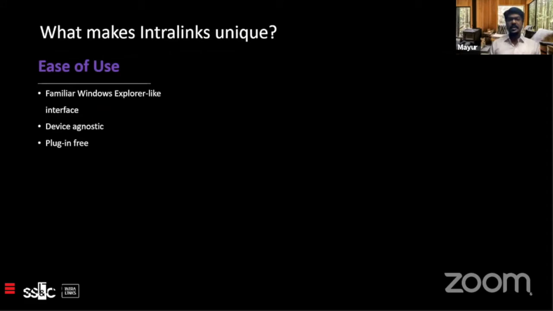What makes Intralinks unique? Ease of use. It doesn't matter whether you have a Windows or a Mac machine, a mobile device or a tablet. Intralinks is an add-on proof application, so you simply need a browser and an internet connection to access that information. As I said, it's device agnostic. You can have a tablet, you can have mobile phones. We have mobile application capabilities on Android and iOS with complete facilities.